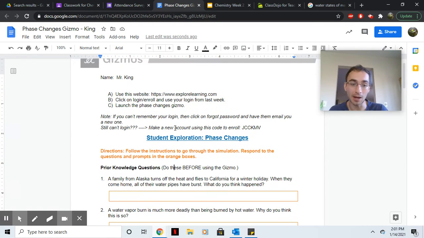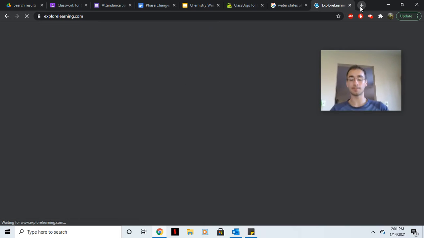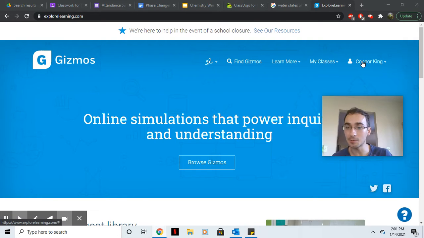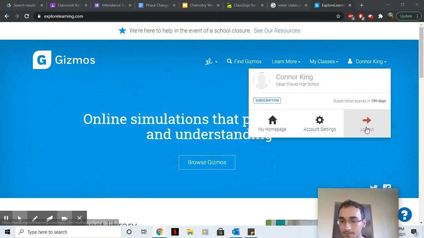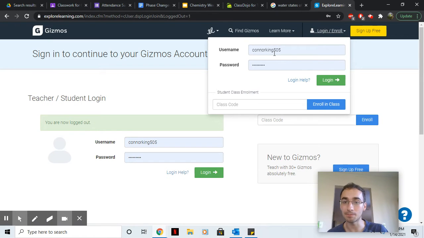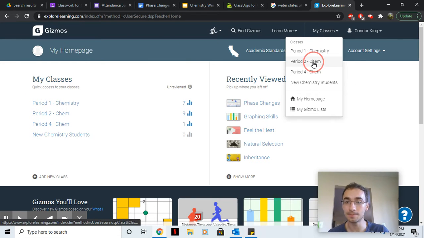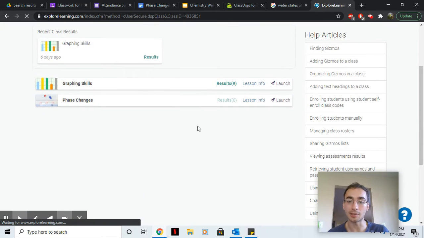And then when you're ready, after you answered those questions, go to this website and then log in. So I've been here before. It's the Gizmos. So once you're here, the login button's right here. Username, password, login. And then go to My Classes. And then click Launch on Phase Changes. It says Phase Changes, go to Launch.